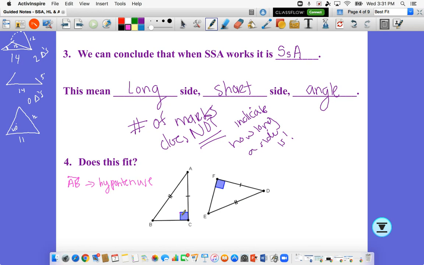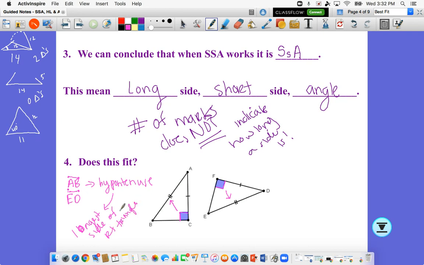Right? Because we're looking at, check this out, a right angle. And if you look across the right angle, that is our hypotenuse. So AB is a hypotenuse, as is ED. And the definition of the hypotenuse is it's the longest side. It is by definition the longest side of a right triangle.